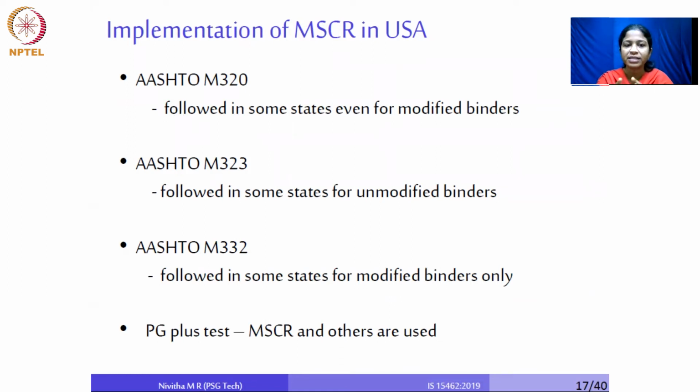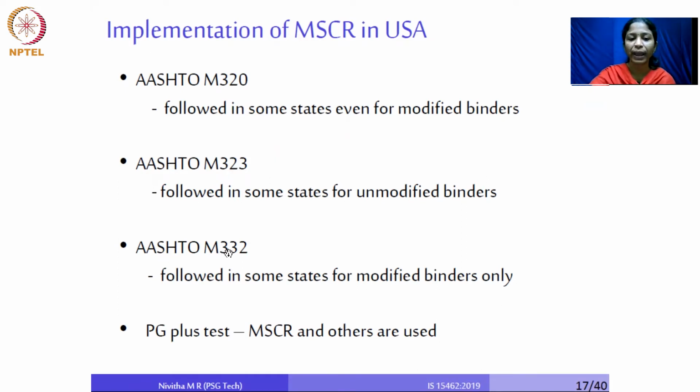Basically, to cater for these higher traffic conditions, we increase the grade of the binder. We bump, for example, depending on the climatic condition, if we get a PG64 binder, then depending on the traffic condition, it might become a PG70 or a PG76 binder that is required for that particular location. Okay, so this is generally done for unmodified binders when you do not have this MSCR test. So that is addressed through the AASHTO M323 specification.